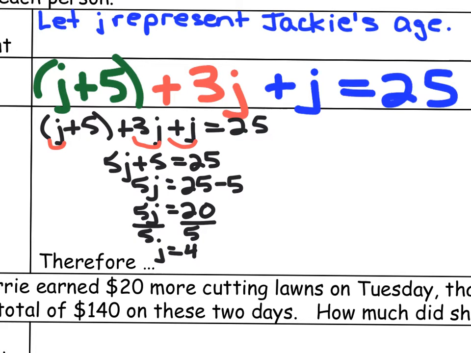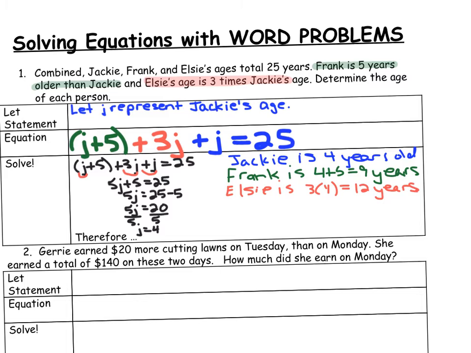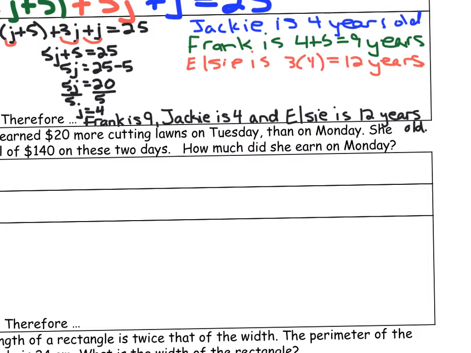So now I can go back and figure out what all these different ages are. So we know that Frank was J plus 5, so that's going to be 4 plus 5, which is 9 years old. And we know that Elsie was 3 times J, so Elsie is 3 times 4, which is 12 years old. So now we can write our therefore statement. So we say, therefore, Frank is 9, Jackie is 4, and Elsie is 12 years old.